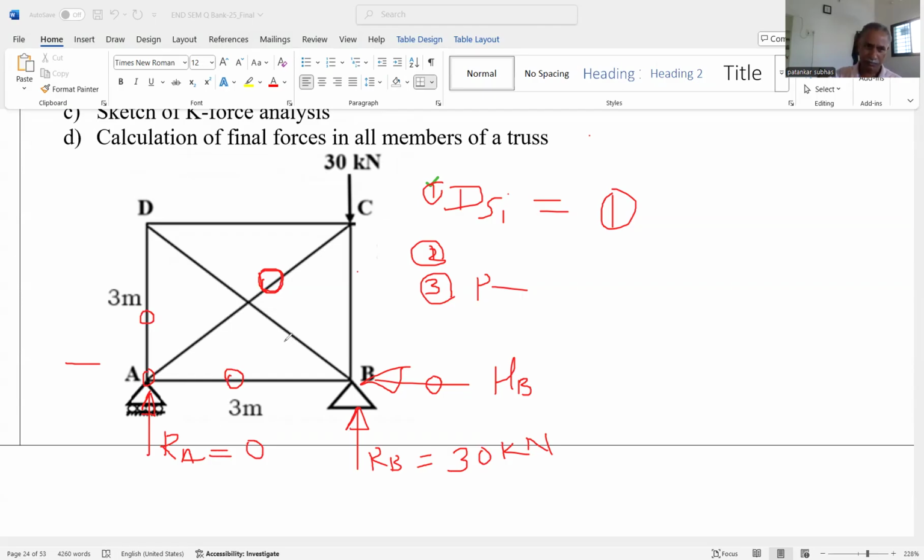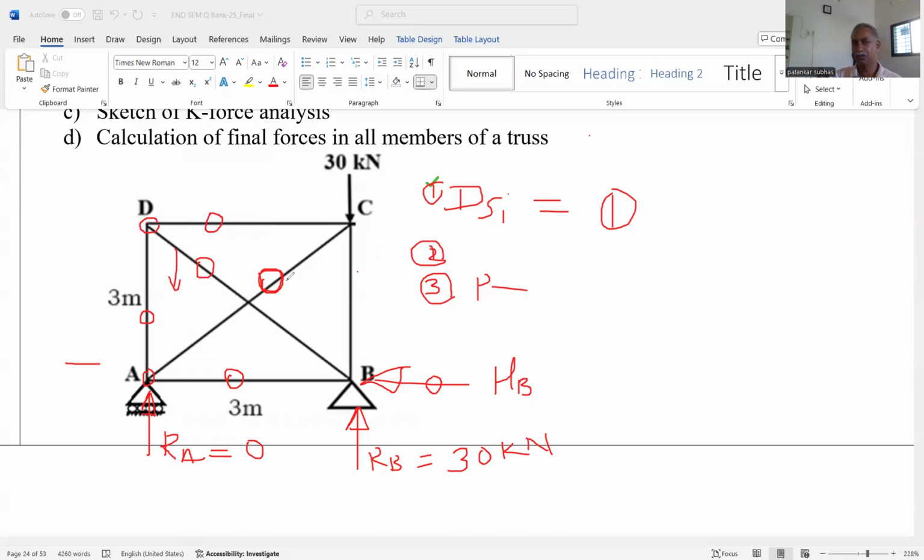Now we can consider the joint D. In joint D, again there is no external force. Summation Fy is equal to 0, the y component of this member, that is vertical, and this is 0. So can we say this is also 0? Okay, and if this is 0, this is 0, we can say that this is also 0. Summation Fx is equal to 0 when we consider the joint D.